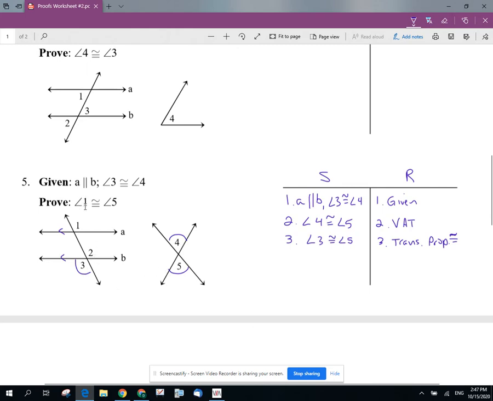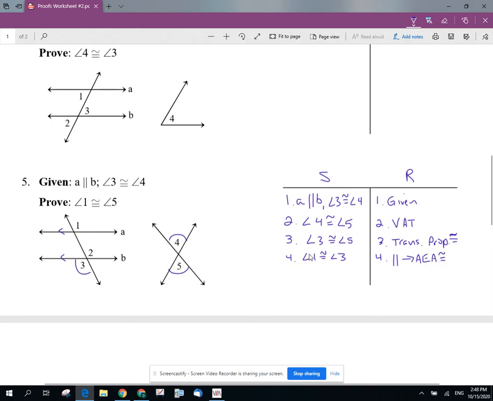So now we want to bring angle 1 in, and I notice angle 1 is an alternate exterior angle with angle 3, just like we saw in a couple of proofs above here. So we can write that. Angle 1 is congruent to angle 3. Parallel lines implies alternate exterior angles are congruent.